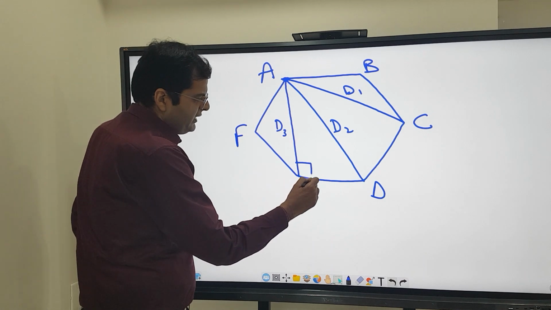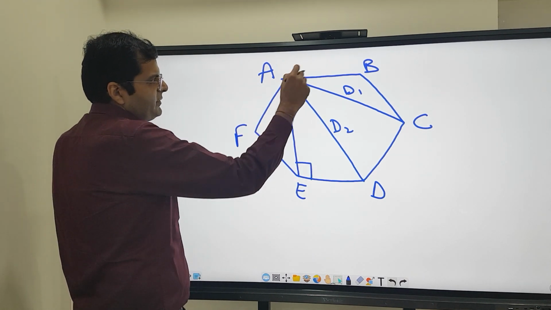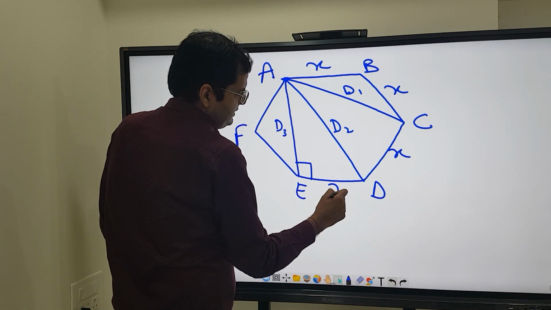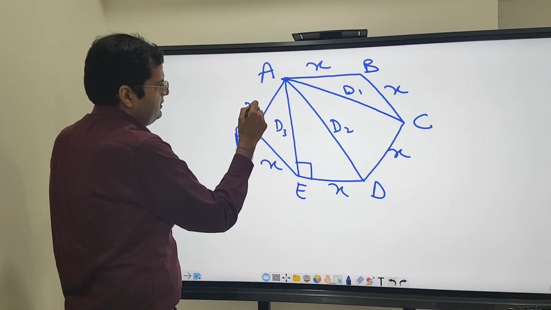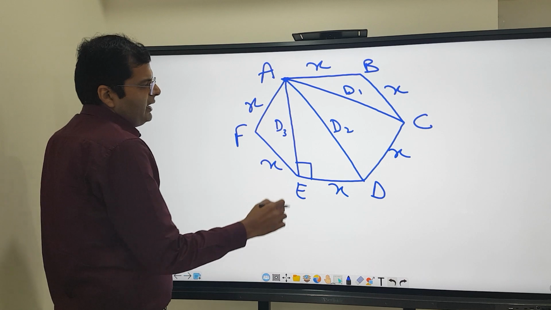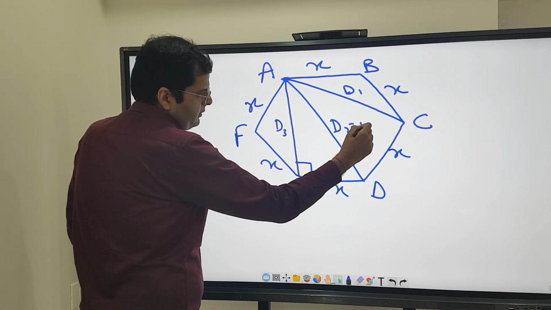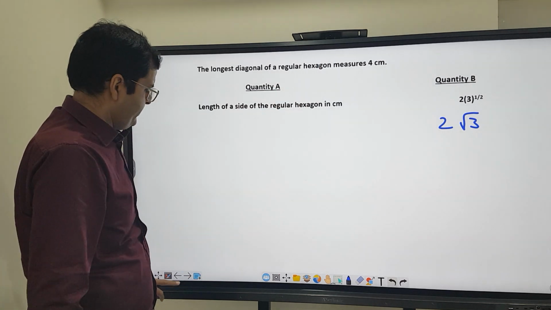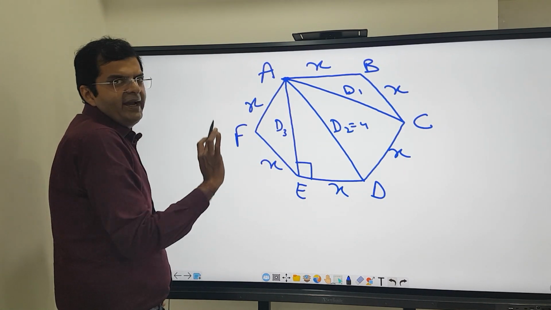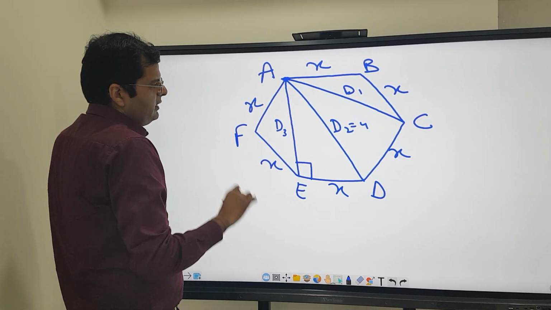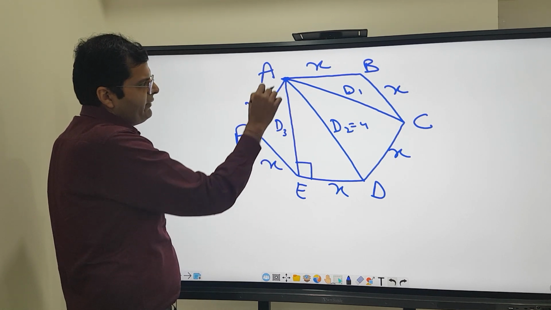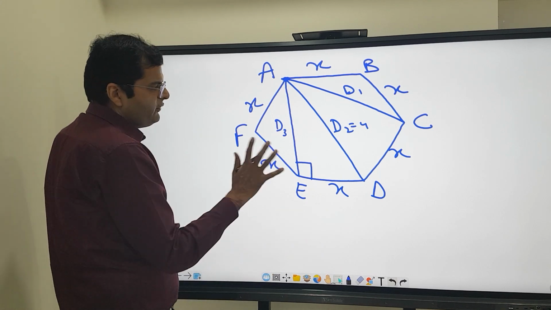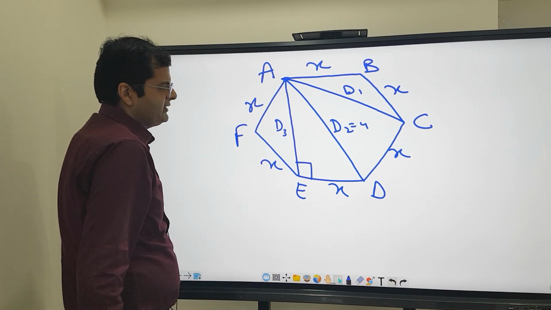Also this angle is 90 degrees because it's a regular hexagon. So suppose each side of this regular hexagon is x centimeters. Now D2 is given to be 4 because that is the longest diagonal. We have to basically find x, the length of each side. What I'll do is find D3, in terms of x, and then in this right angle triangle we can find the value of x.